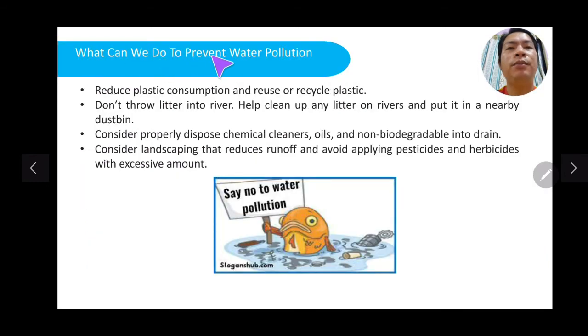What can we do to prevent water pollution? First, reduce plastic consumption and reuse or recycle plastic. Number 2, don't throw litter into the river. Help clean up any litter on rivers and put it in a nearby dustbin. Number 3, properly dispose of chemical cleaners, oils, and non-biodegradable items, not into the drain. Number 4, consider landscaping that reduces runoff and avoid applying pesticides and herbicides in excessive amounts.